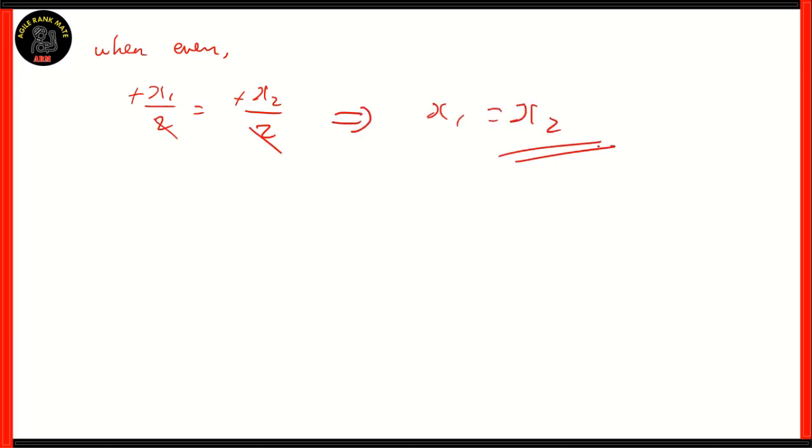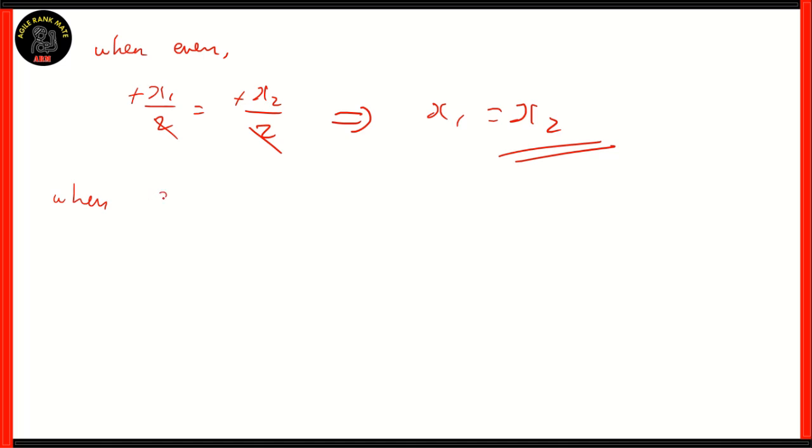Now let's try the scenario when both numbers are even. And when that happens, f of x1 equals f of x2 would imply that negative of x1 over 2 equals negative of x2 over 2. Minus gets cancelled, 2 gets cancelled, so basically x1 is equal to x2 as well. So our function is 1-1 in cases where both numbers are even or when both numbers are odd.